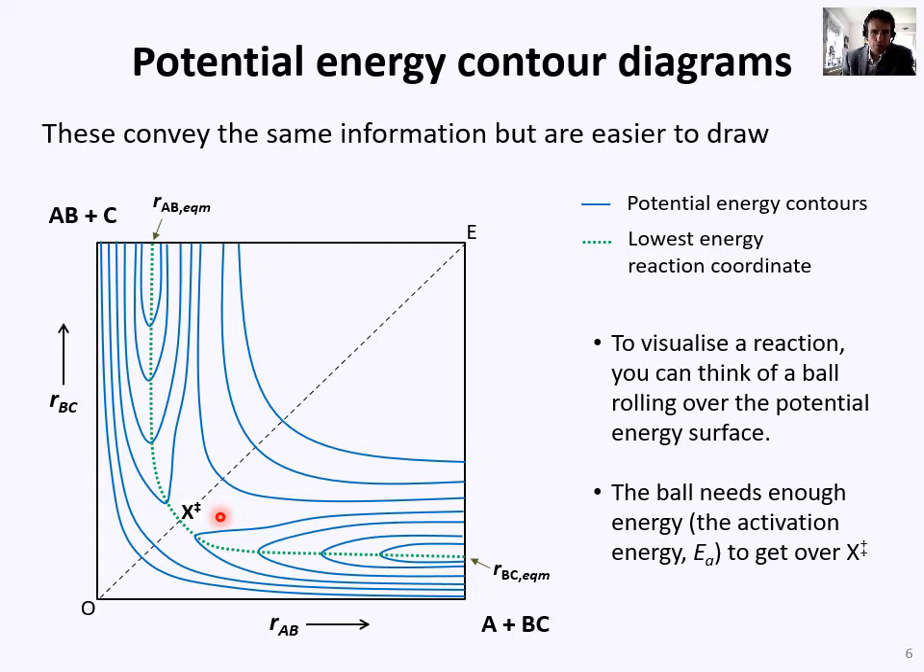Great, so contour diagrams are essentially the same as the 3D plots, but it's just a bit easier to see what's going on, and it's like a map effectively. Okay, so here, for example, I've got very, very high radiuses on both sides, so my species are very far apart. Here they're overlapping, and along this line here, the BC distance is not changing, but A and B are getting closer together. In other words, this is the reactants approaching one another, going this way. And likewise, this is the products moving away from each other, going this way.